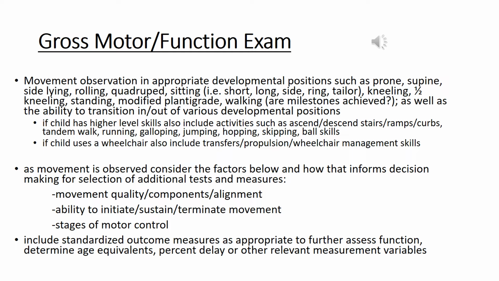How do they move through the stages of motor control? Does it depend on what developmental position they're in? So we're really just gathering a lot of information based off of our functional observation. And this starts your thought process as to why the child is moving this way. Why is the quality of movement what you're observing? And that's going to help you then pick appropriate tests and measures to tease out the reasons for the why.